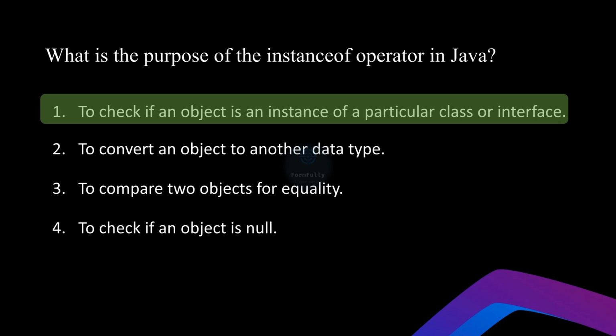Option 2 is incorrect because the instanceof operator is not used for converting an object to another data type. Conversion typically involves typecasting. Option 3 is incorrect because comparing two objects for equality is typically done using the equals method or the double equals operator. Option 4 is incorrect because to check if an object is null, you would use double equals or not equals to compare the object to null. So option 1 is correct.